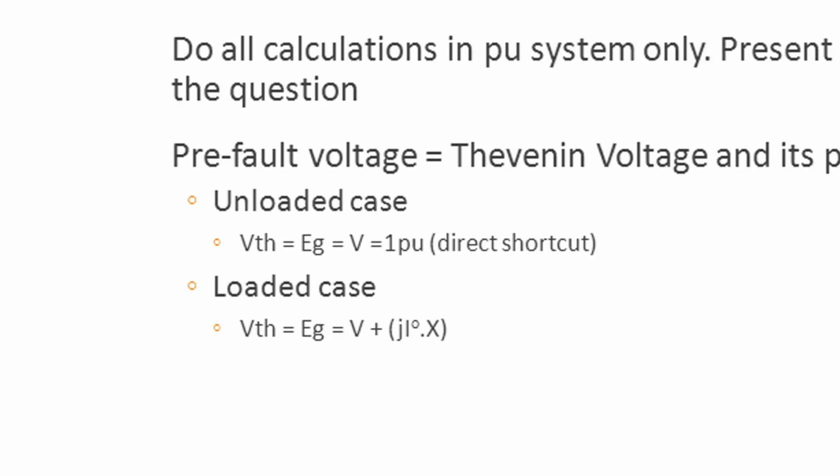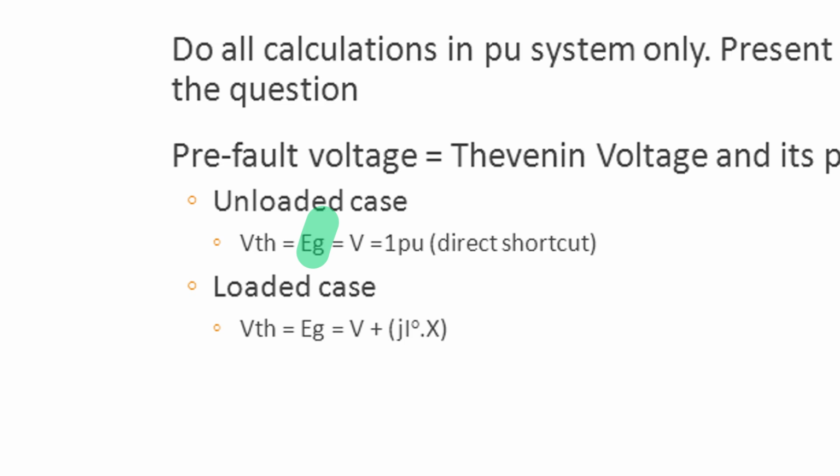Now we know that we will do this fault analysis in two cases before the occurrence of fault. It might be unloaded or loaded case. When unloaded, your Thevenin voltage is going to be nothing but the internal generated EMF. Please remember another thing. VTH is nothing but EG, the internal generated voltage before the occurrence of fault, because this is the EG only which is actually supplying the fault. We have already discussed this in the last video.